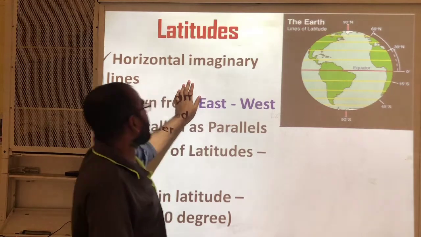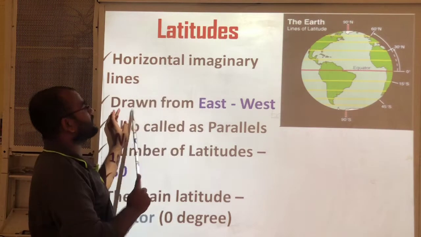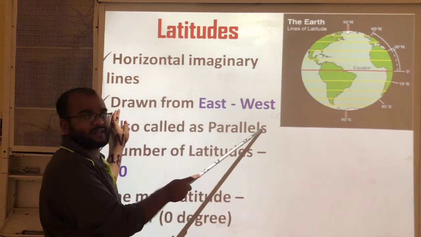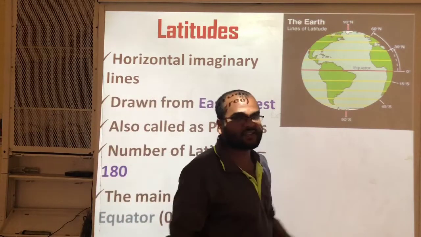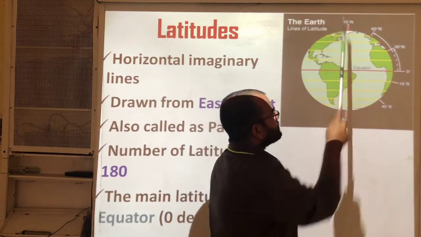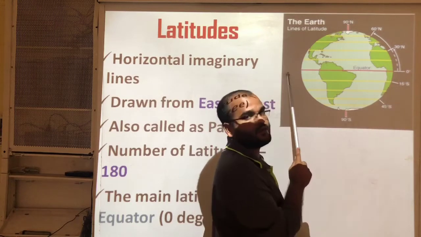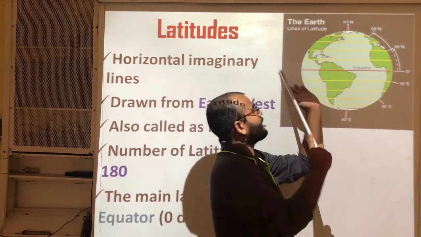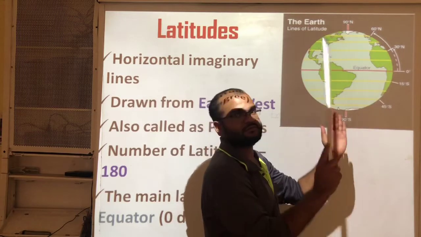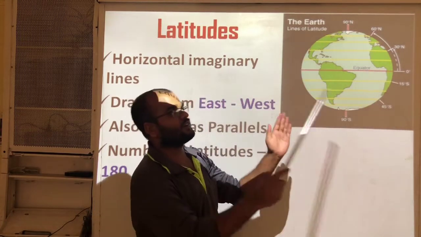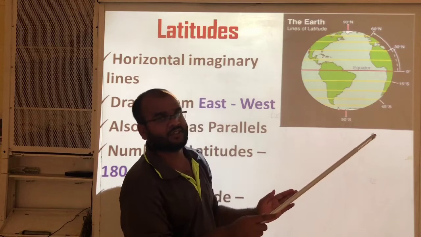These latitudes are drawn from east to west. Do you know the directions? This is north, this is south, and right side east, left side west. From east to west, like this. Some lines are drawn in this way.